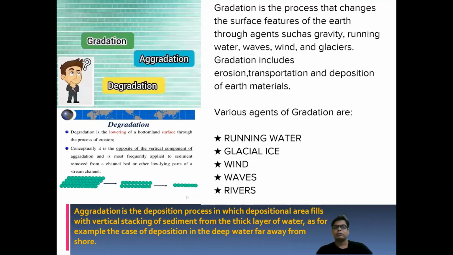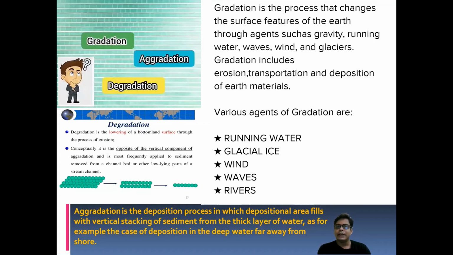Next, we have to know what gradation, aggradation and degradation are in detail. Gradation is the process that changes the surface of the earth through agents such as gravity and running water. So erosion, transportation and deposition, all together, are called gradation. What are the various agents? Running water, glacial ice, wind, waves and rivers. So these are the agents of gradation.